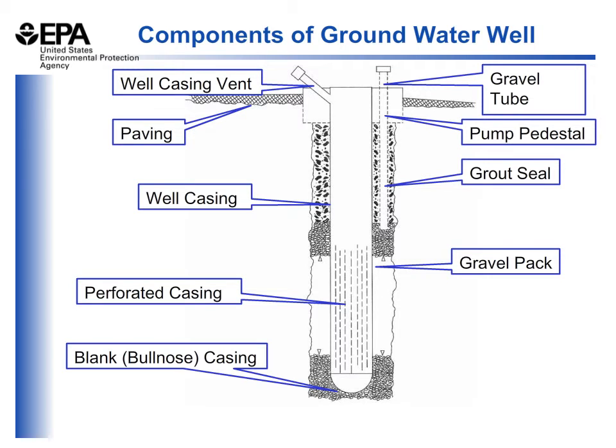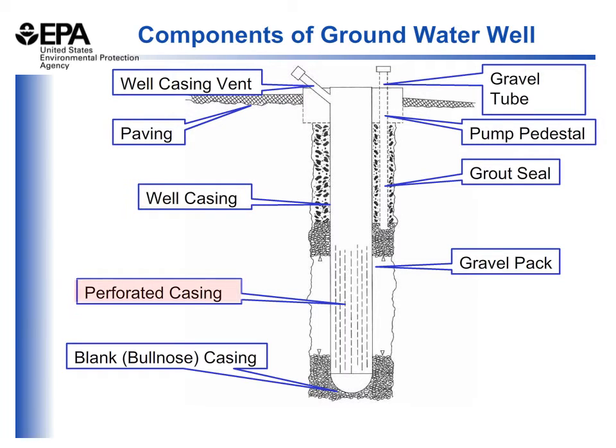Now we will look at the components of a groundwater well and describe the various features that are a part of this well system. The well is drilled down below ground, and a casing is used from the ground surface down to the opening where water is extracted from the ground.